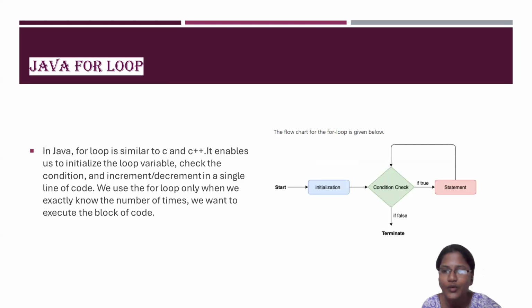This for loop can be used when the number of iterations is known, that is, how many times the block should be executed. And here is the syntax: here we initialize the variable, we check the condition, and then we make an increment or a decrement and terminate.